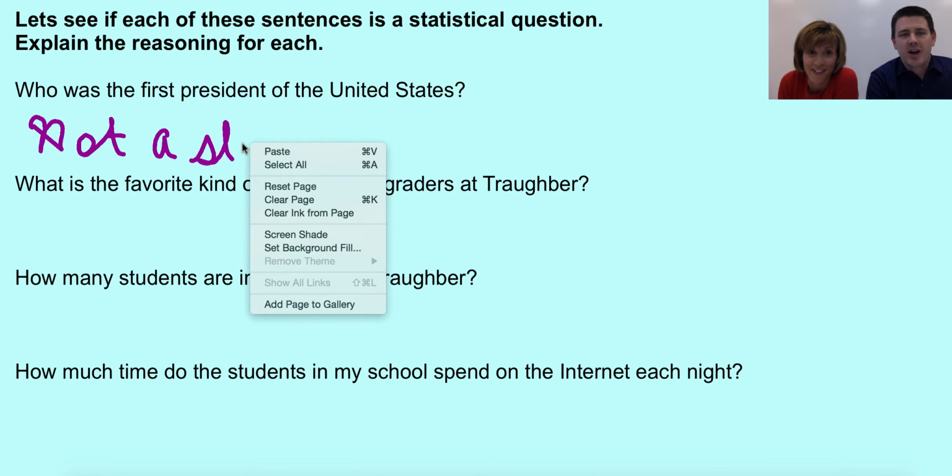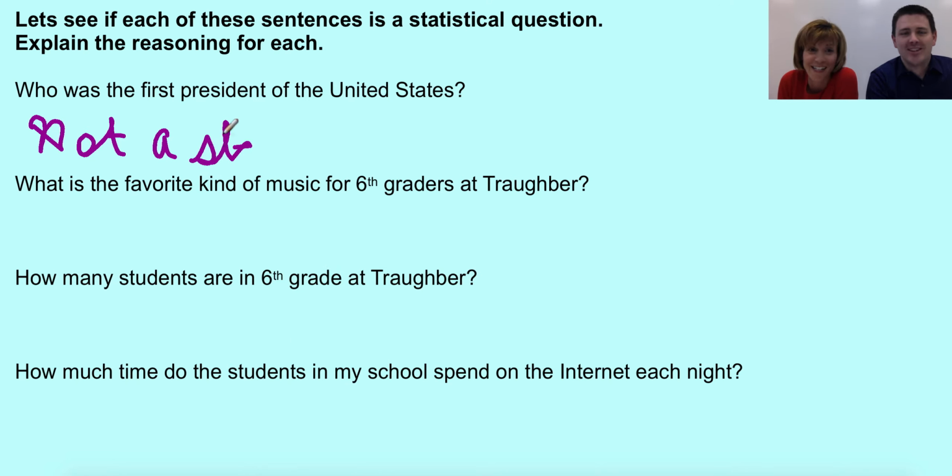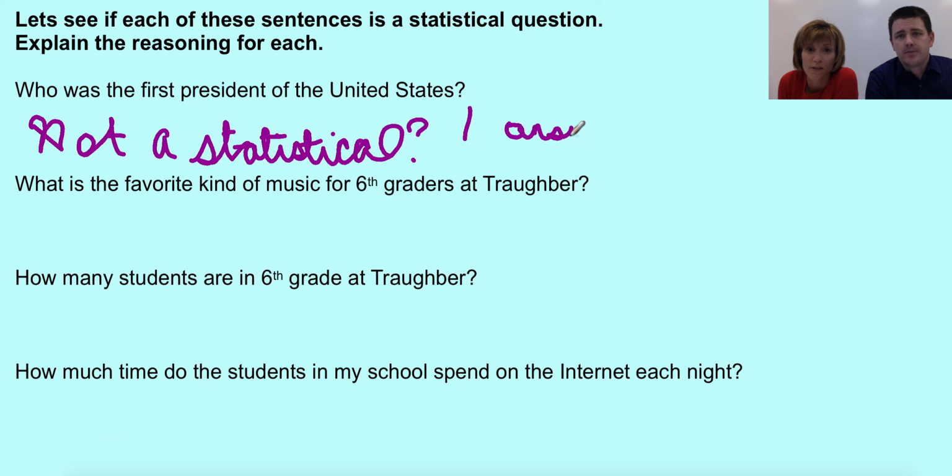Mrs. King is going to try her best to write it out. Just ignore her. But tell us why it's not a statistical question. That should be in your explanation, because it doesn't have any variability. It also doesn't tell us who's asking the question to. So it pretty much fails on both accounts. Zero population.